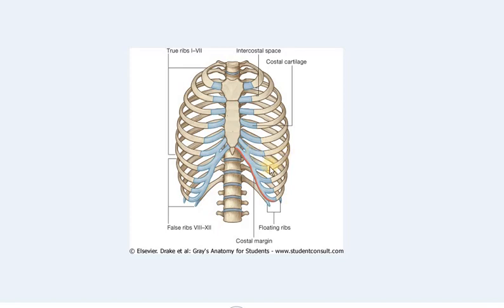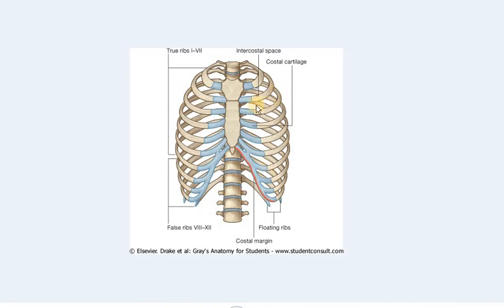Means the 8th rib is anteriorly connected to the cartilage of the 7th rib. The 9th rib is anteriorly connected to the cartilage of the 8th rib, and the anterior end of the 10th rib is connected to the cartilage of the 9th rib, while the anterior ends of the 11th and 12th ribs are free. That's why the 11th and 12th ribs are also called the floating ribs, while the 8th, 9th and 10th ribs are also called the vertebrochondral ribs.